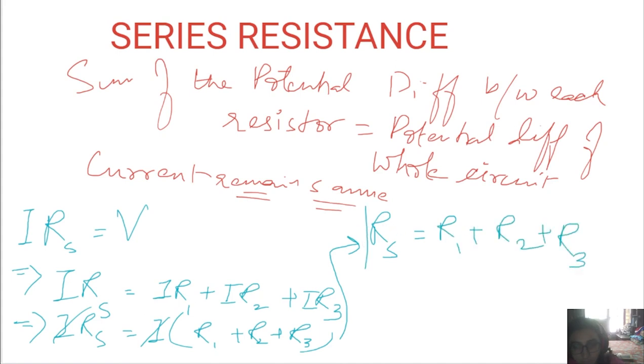Okay. And what you have to remember here is that the current flowing through each of the resistances will be same, and the potential difference is the sum of the potential differences of the individual resistors. Okay.